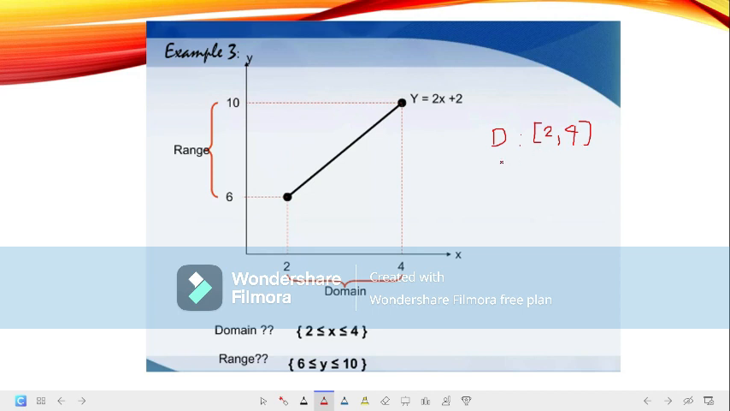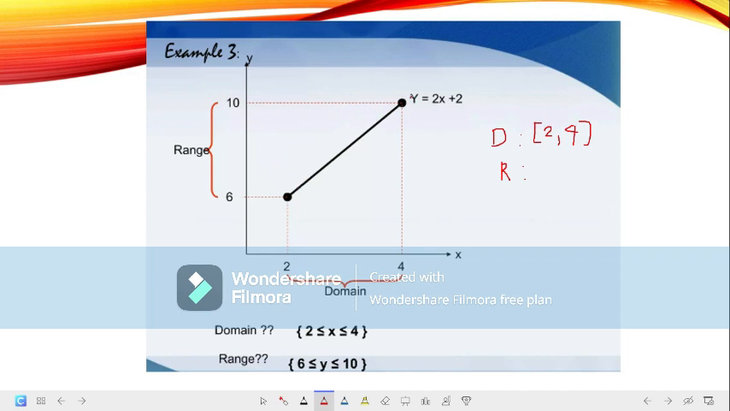And for the range, we're going to look at this one. This is our range. The y values, the set of y values, are the range. So we will be looking at the vertical one, from 6 to 10. And from 6 to 10, since the graph has solid circles at both ends, meaning they're also included in the set, aside from the real numbers in between.